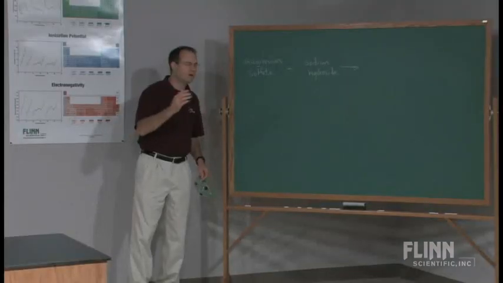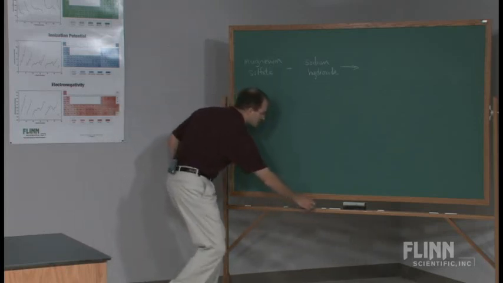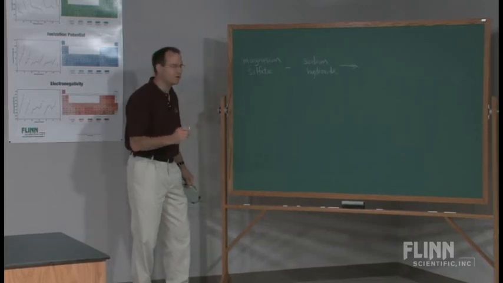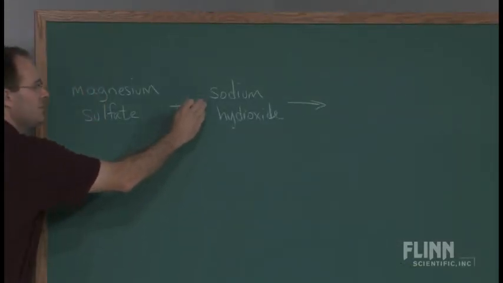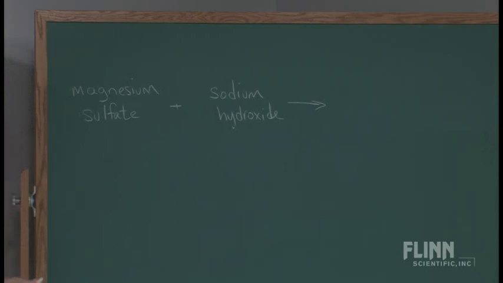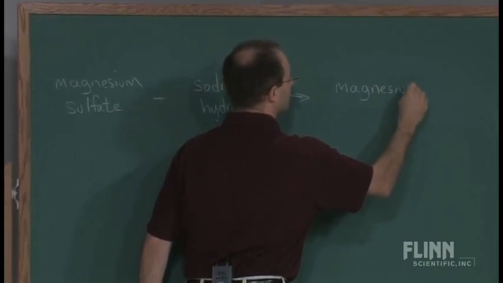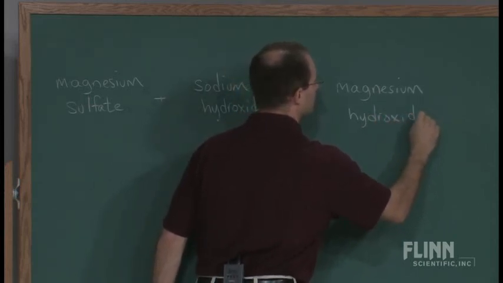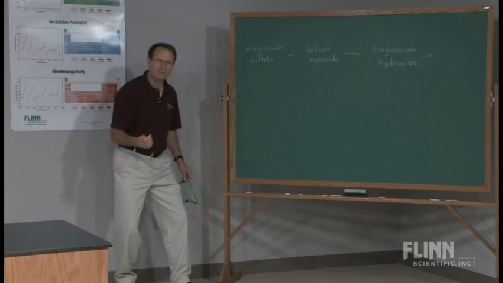I tell the students that when I mix these two, one of the products will be this. And I say, some of you may catch on to this. See if you can see the pattern. Watch what I'm doing. Well, let's see. If I mix magnesium sulfate with sodium hydroxide, I know one of the products is going to be magnesium hydroxide, and something else is going to be produced. Does everybody see how I arrived at that?